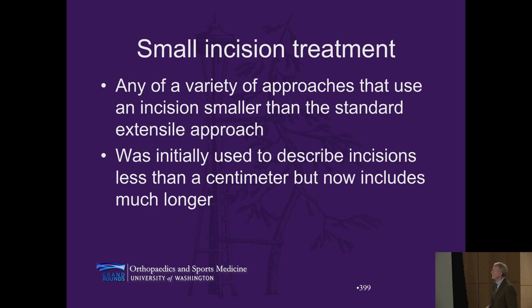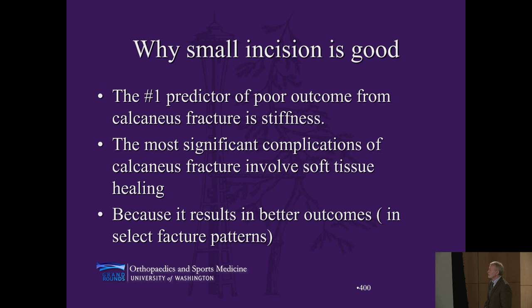just like we were back in the late 80s. So small incision is good because the number one predictor of poor outcomes is stiffness, and you get stiffness from having a big flap, and you get stiffness from having a splint, and you get none of those things when you have a small incision approach.